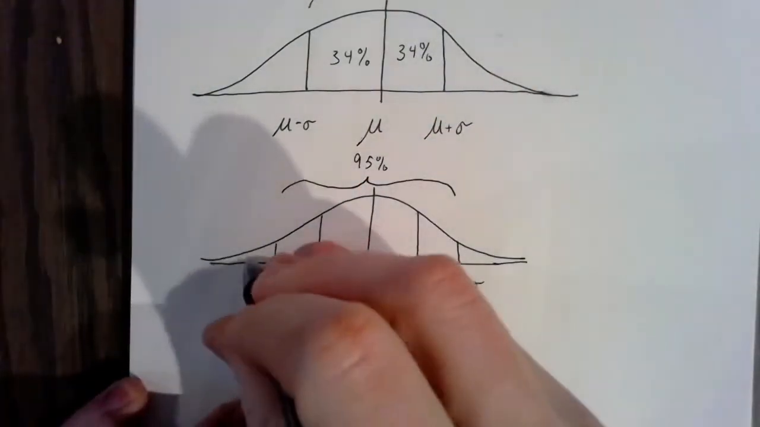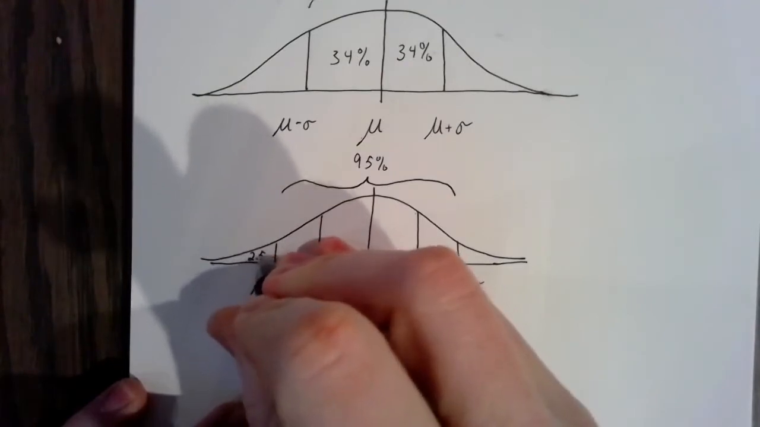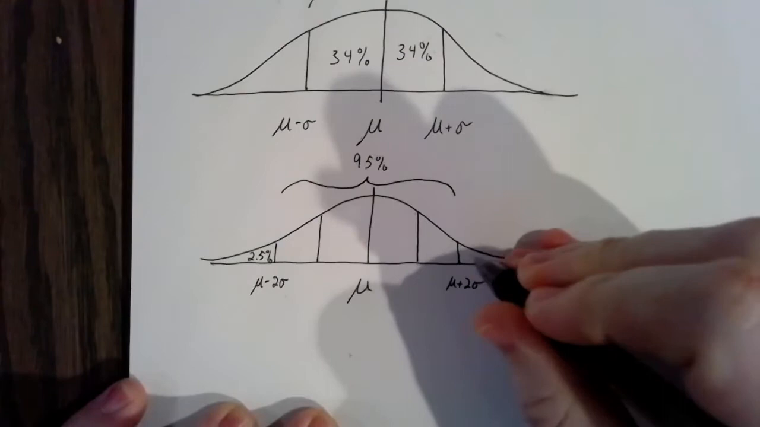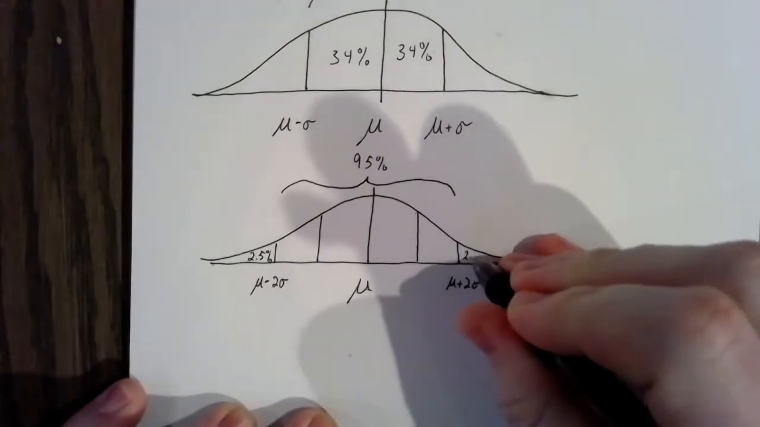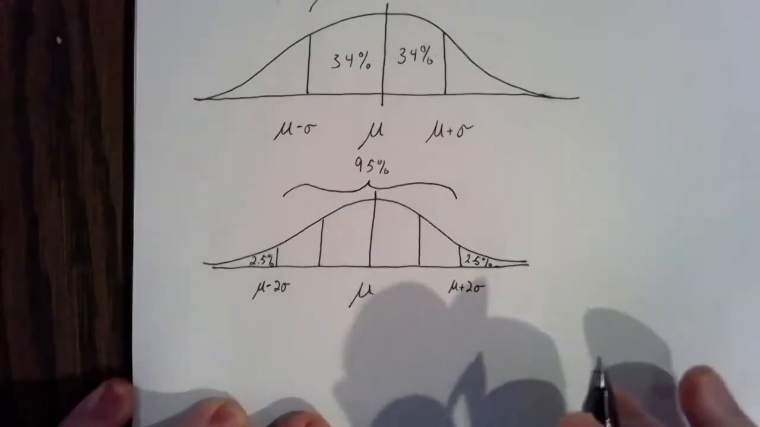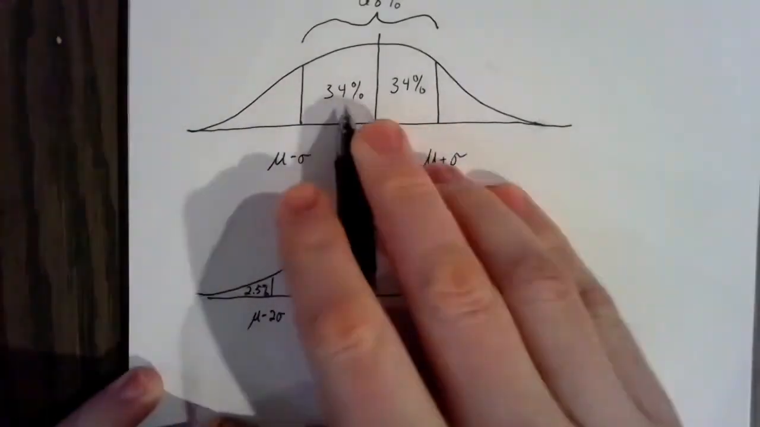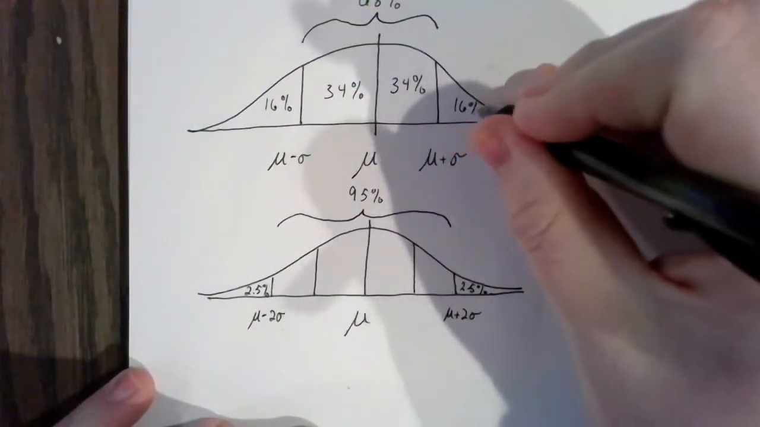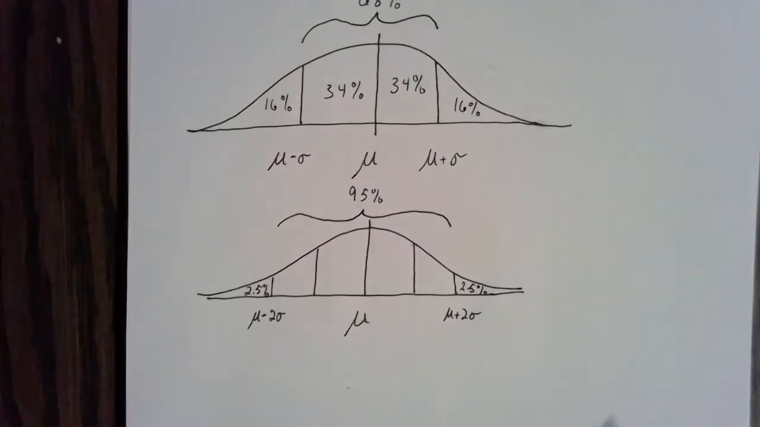So that means this is 2.5%. If I go beyond my 2 sigma to the right, it's also 2.5%, because 95% of my data is here in the middle. Same thing with my 34%: that means over here is 16% and over here is 16%. So this is just a breakdown of what our data looks like.